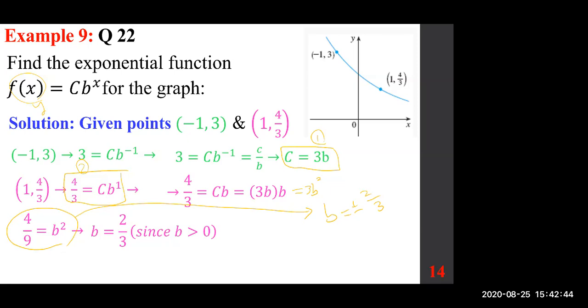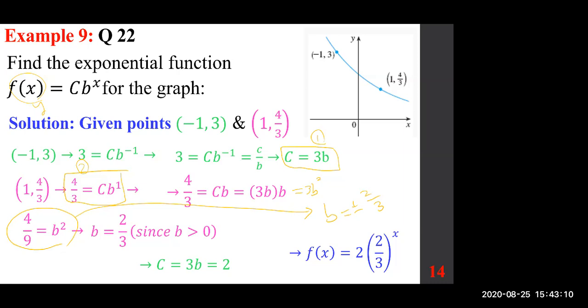B is 2/3, C is 3 times B. And now your function f of x is cb to the power of x, and you plug it in, you have the answer. So I hope it's straightforward how we arrive at this.